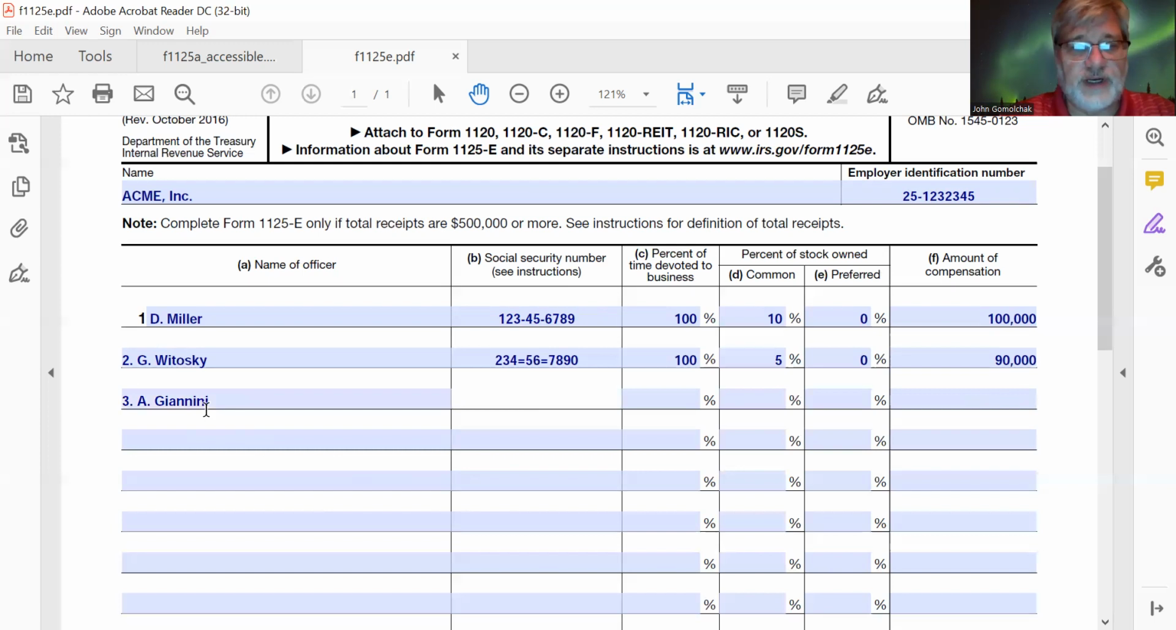His social security number is 345678901. Percent of time devoted to business is 100%. He is a 5% owner in the business, common stock, nothing in the way of preferred stock. There is no preferred stock. And his compensation is $95,000.